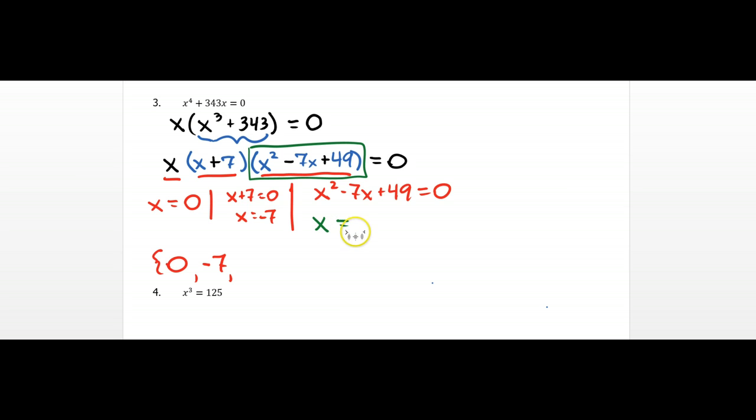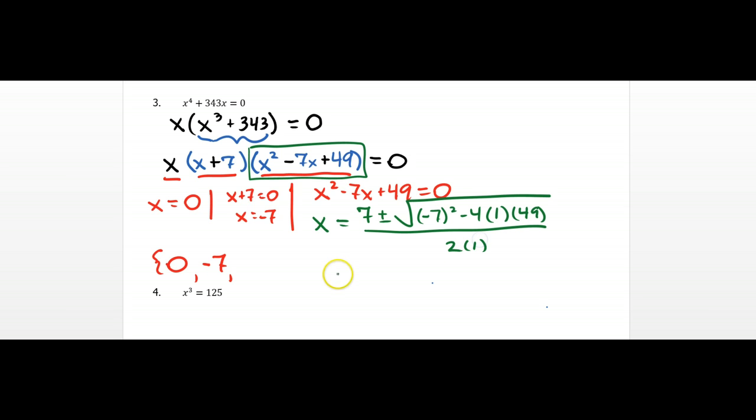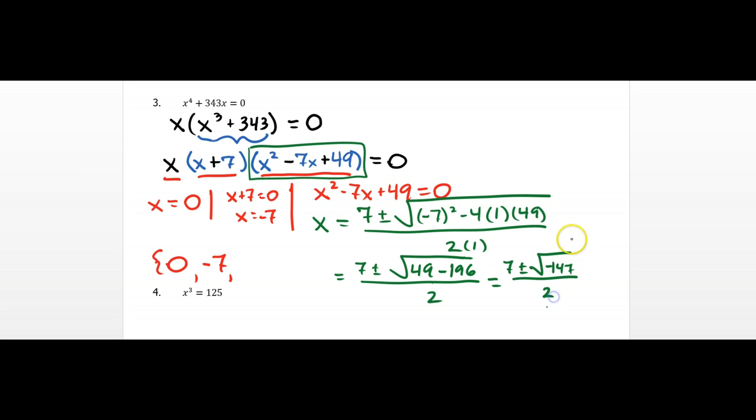So I'm going to do x equals, in this case my b value is -7, so I'll do x equals positive 7 plus or minus the square root of b squared minus 4 times a is 1, c is 49, all over 2 times, again, a is 1. So that's going to give me 7 plus or minus radical 49 minus 196 all over 2. You notice you're going to get a negative underneath your radical. You end up getting a radical negative 147. And so we know for this one we're going to get some imaginary answers here.